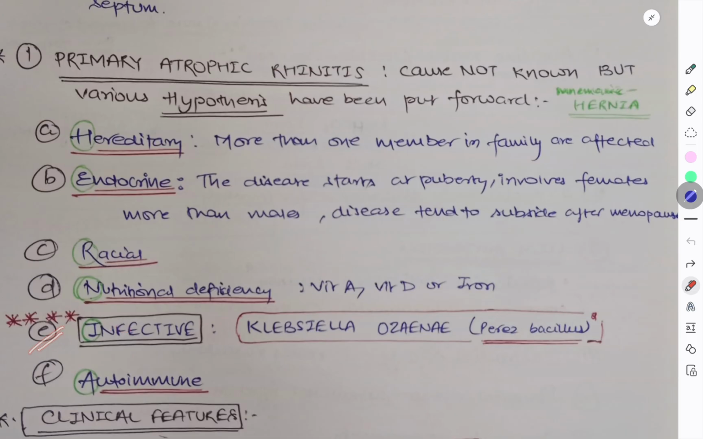Then we have infective causes. In infective causes, we have Klebsiella ozaenae, very important. This is also known as Abel's bacillus. Comment in the box what Frisch bacillus is causing.